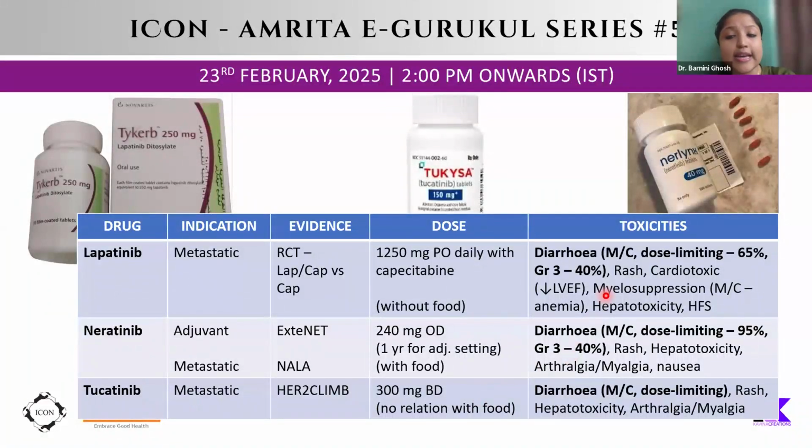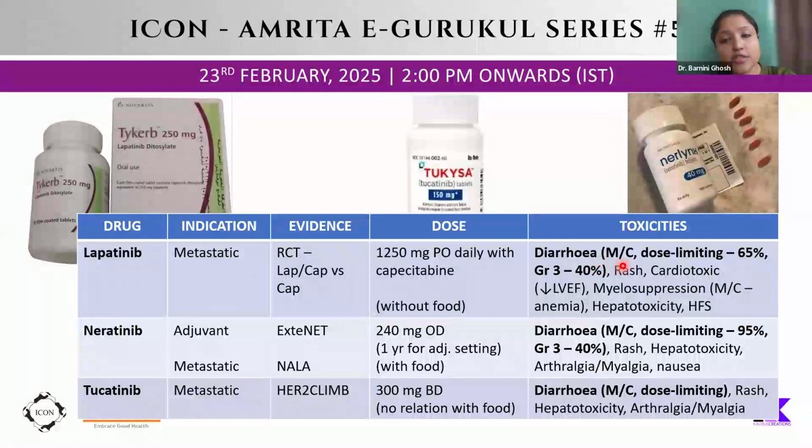Since these are TKIs, what are the common toxicities of TKIs that we have read? That is diarrhea, rash, and some degree of nausea, vomiting. So you'll find all these toxicities here. Most notable is the diarrhea, and the diarrhea is most notorious for neratinib. It is the most common adverse event, 95%. It is dose limiting, and 40% of the cases have grade 3 diarrhea.